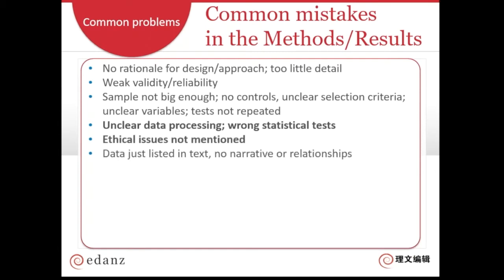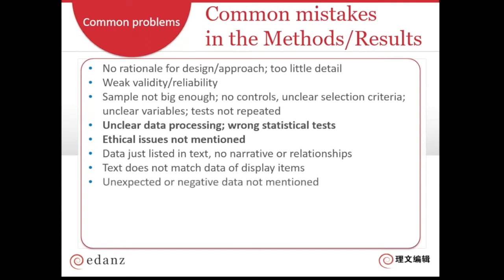Now, in the text of the results, the author shouldn't just list the data and repeat what's in the figures and tables. They should try to give the relationships and trends to the reader. Often the text doesn't match the data, so check the illustrations. Sometimes the author says increased, but the tables show a decrease. Check that unexpected or negative data are included, because that's also part of the results.